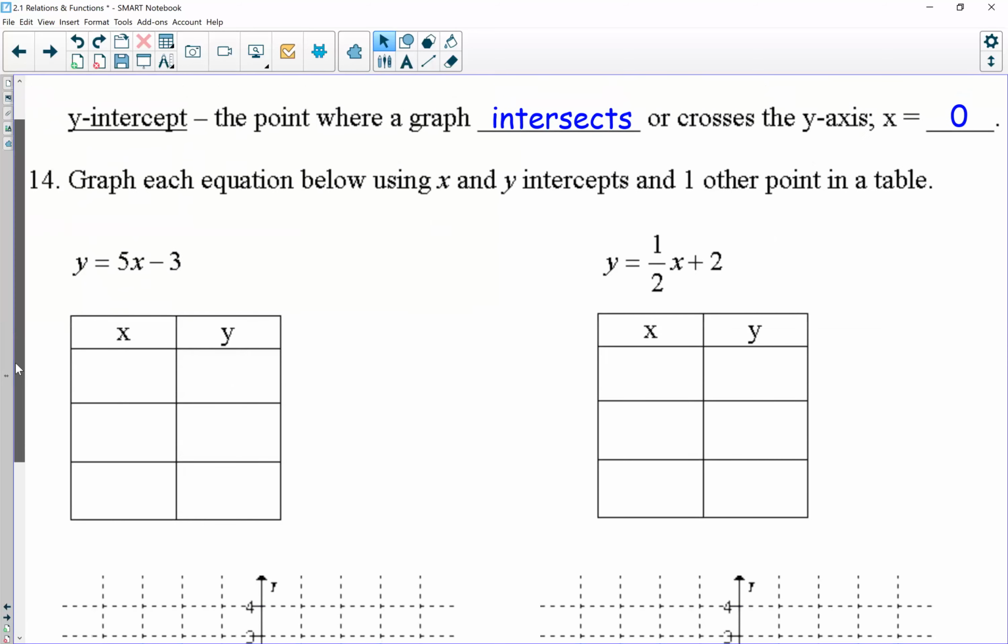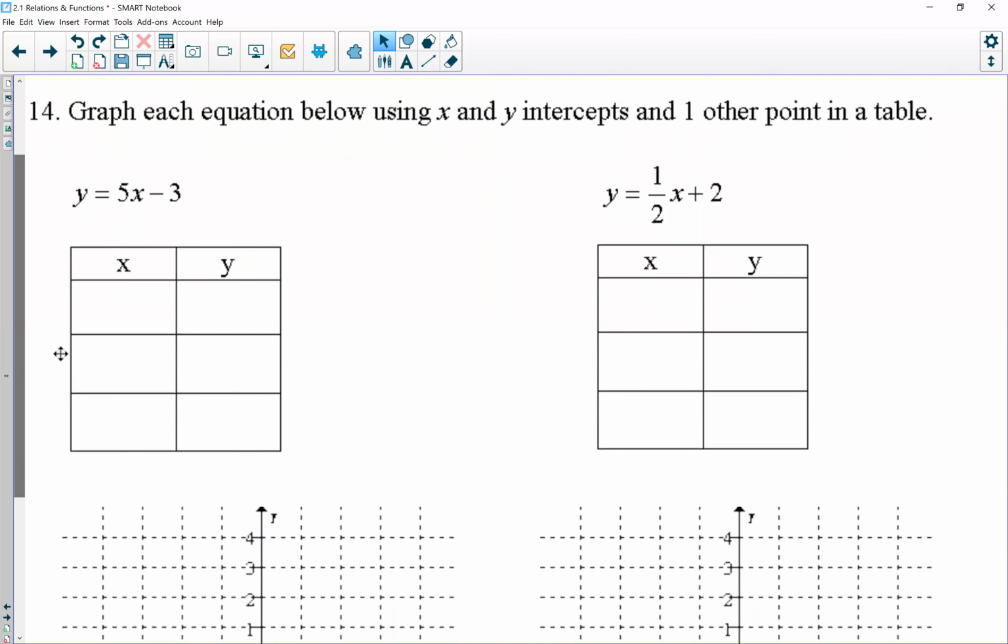Now to graph at this point, we're going to ask you to use the x and y intercepts and one other point in a quick table. If you are doing this and you just want to make a T-chart, that works instead of drawing a full table like this.